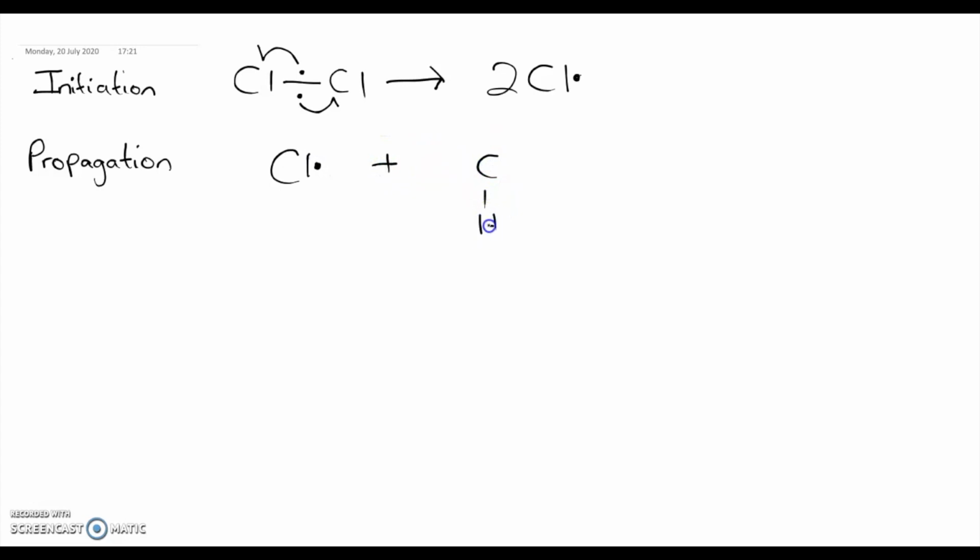Now in the second step, propagation, a chlorine radical, a chlorine atom, reacts with a methane molecule to form a CH3 radical and HCl.